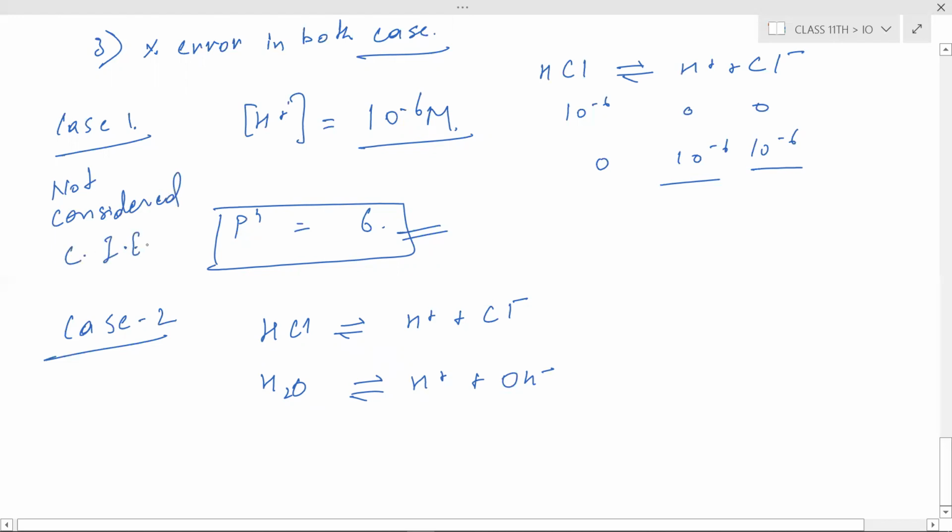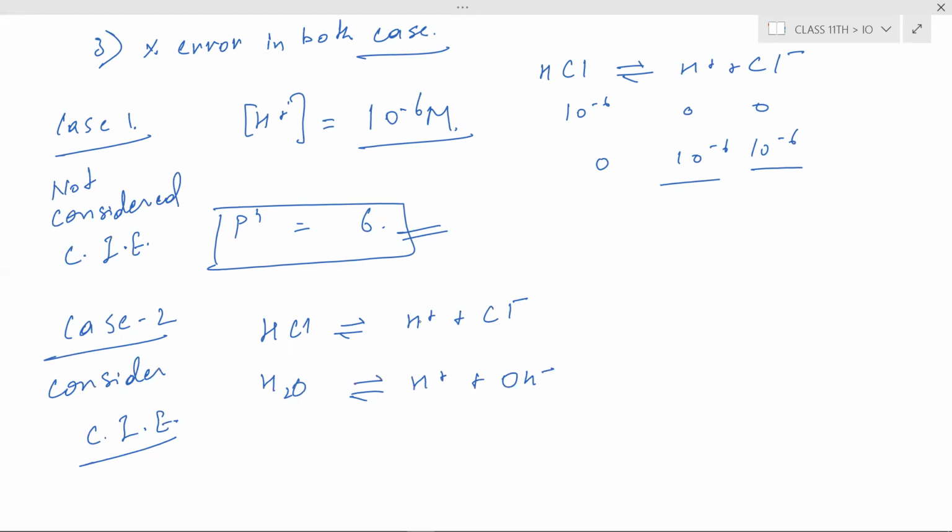Consider the common ion effect. So the concentration of H plus ions produced here is because of HCl and H2O. Okay, we are considering that here.